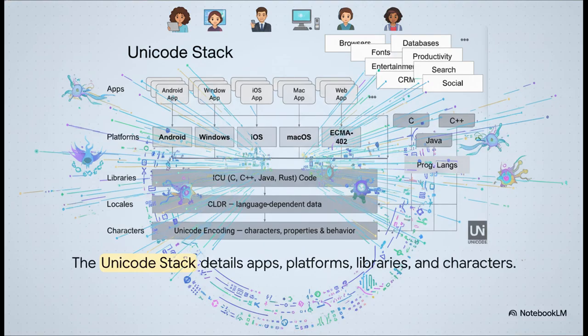Take a look at the Unicode technology stack here. The apps your citizens use actually sit on platforms like Android, which rely on programming libraries, which in turn rely on underlying character encoding. It's like a giant puzzle. Your audit has to dig all the way down to the basement to ensure internationalization is supported horizontally across every single layer of that stack.